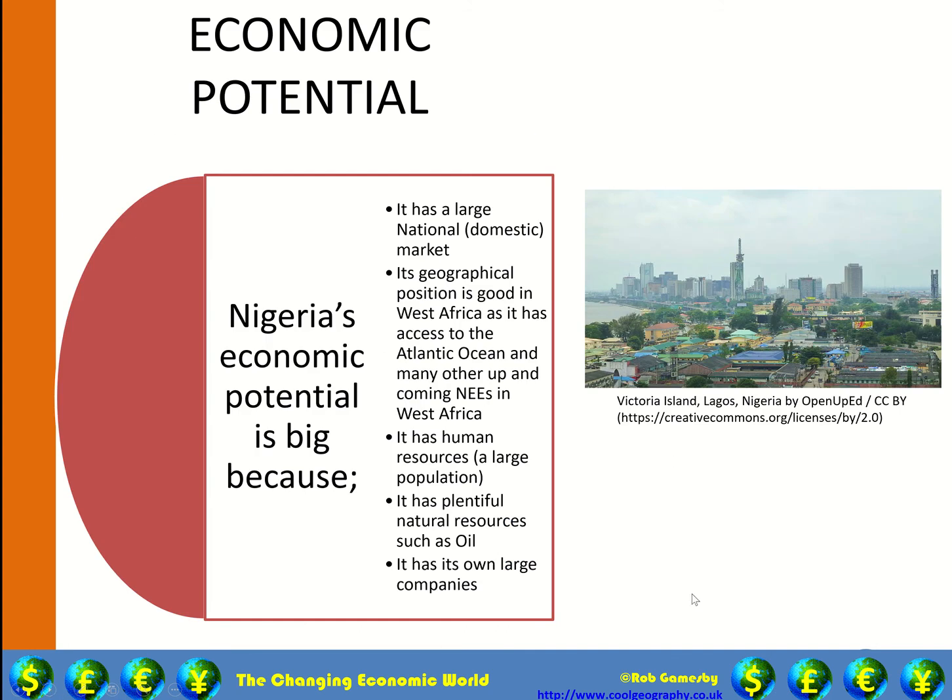Nigeria's got huge economic potential. It's got a massive national domestic market. Its population's rising. It also has a really good geographical position in West Africa, because it's on the Atlantic Ocean. It's got ports as well to ship things out across to other countries in West Africa, Europe and North America. It's got human resources. It's got plentiful natural resources like oil, and it has got its own large corporations or companies.